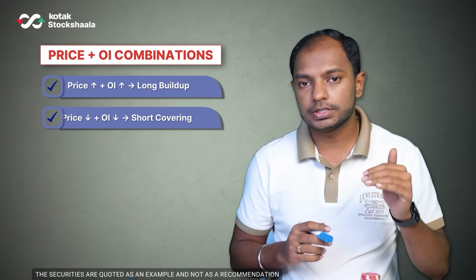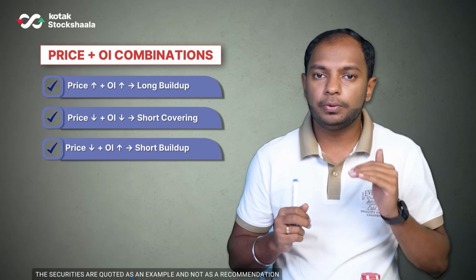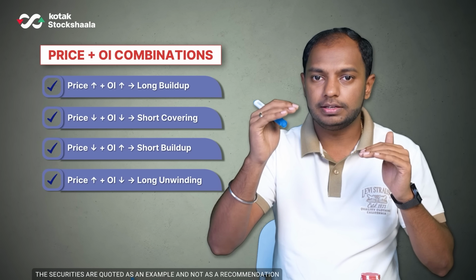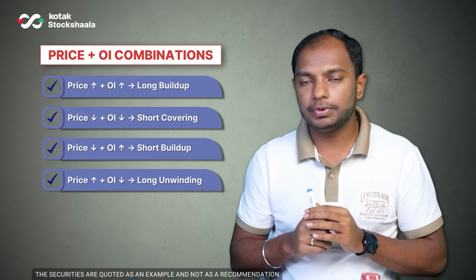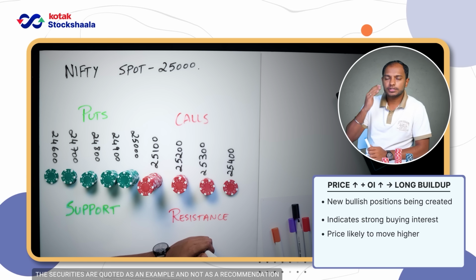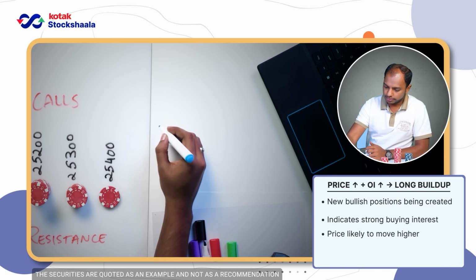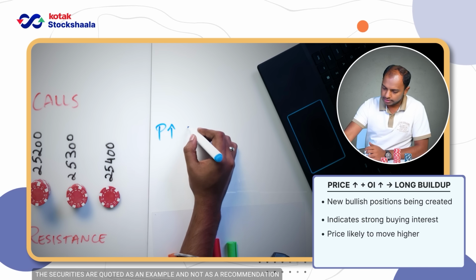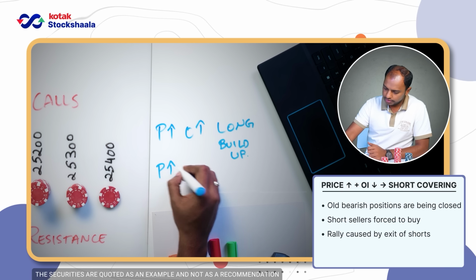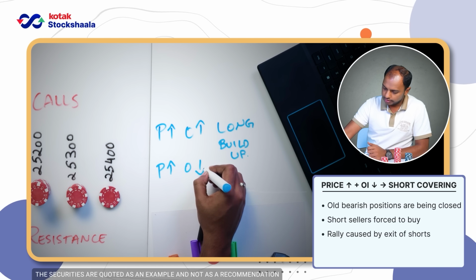So when OI goes up along with price, OI goes down along with price, and when OI is increasing, price is decreasing, OI is decreasing, price is increasing. So let's understand these 4 combinations one by one. So the first one is when price is also increasing and OI is also increasing, and this is called as long buildup. The second one is price is increasing but OI is decreasing. This is called as short covering.